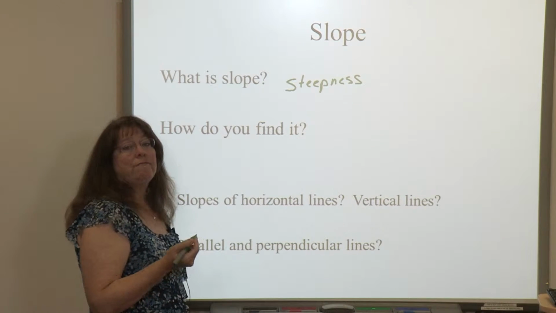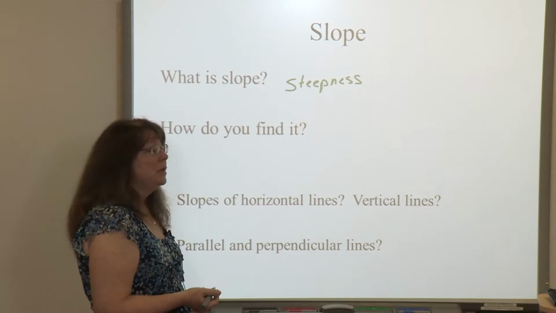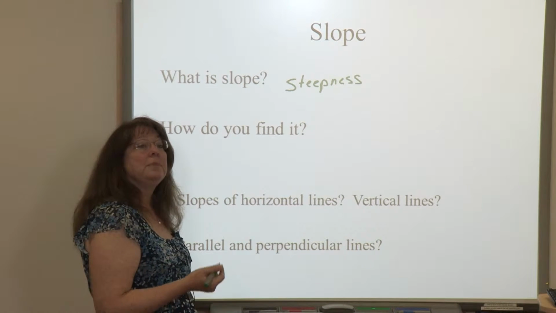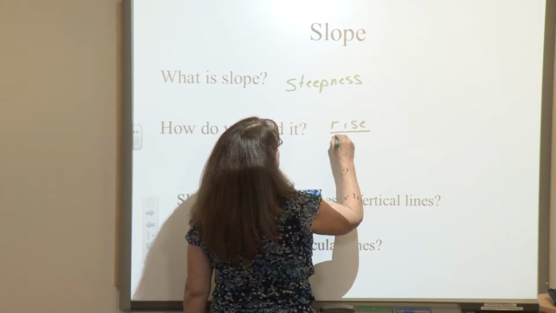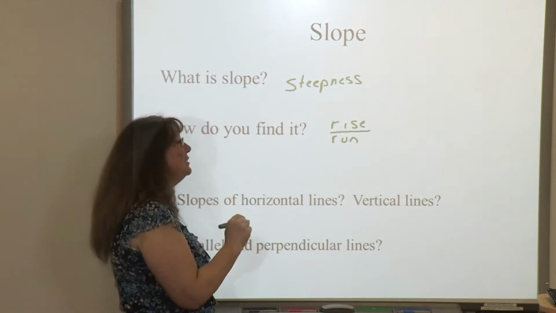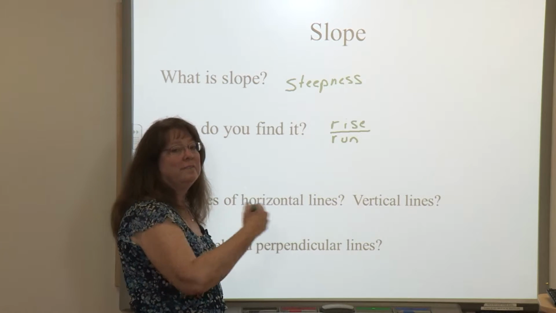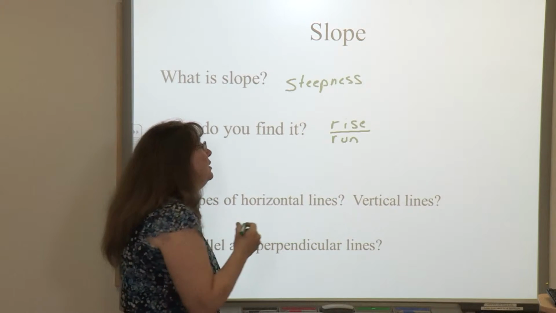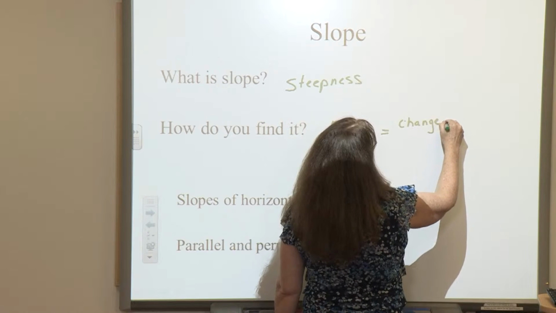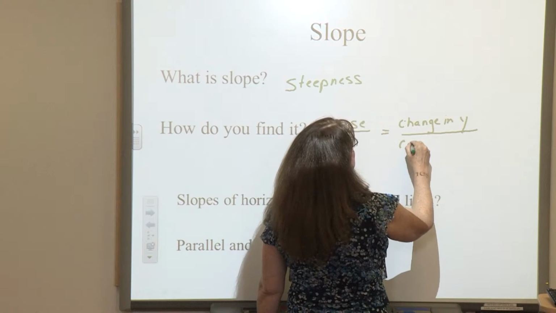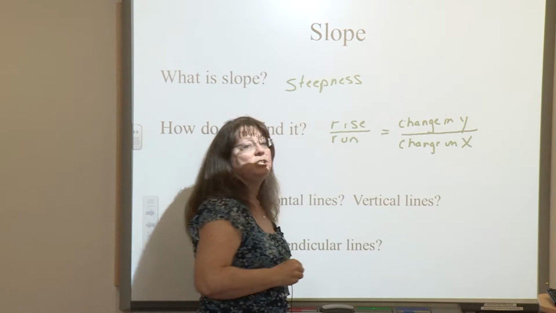Well, we want to talk about how you can find the slope. There are some formulas that you can use. But typically, when people think about slope, they remember the idea of rise over run. Rise being the value you have in the vertical direction, and run being the value you have in the horizontal direction. You can also think of it as the change in the y value divided by the change in the x value.